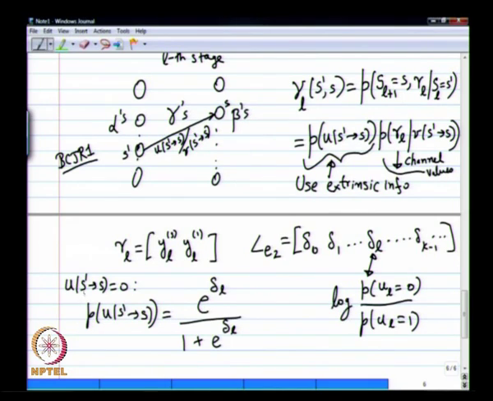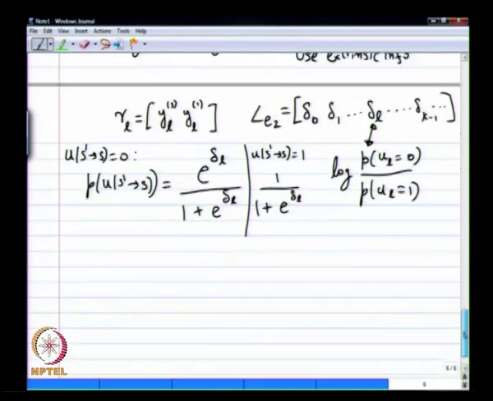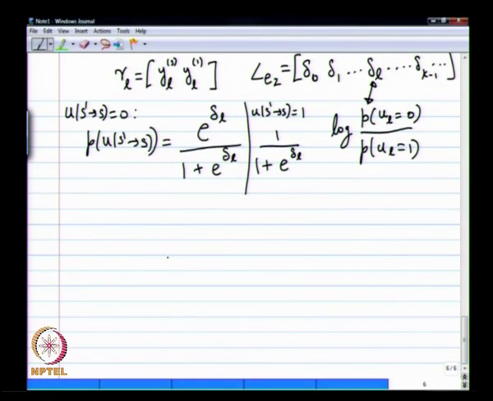On the other hand, if U of S prime S is equal to 1, then what will this be? 1 by 1 plus e power delta L. So let me write that down here also. If this is equal to 1, this becomes 1 by 1 plus e power delta L. So that is how you use the extrinsic information. Is that clear? It is easy enough to use the extrinsic information.